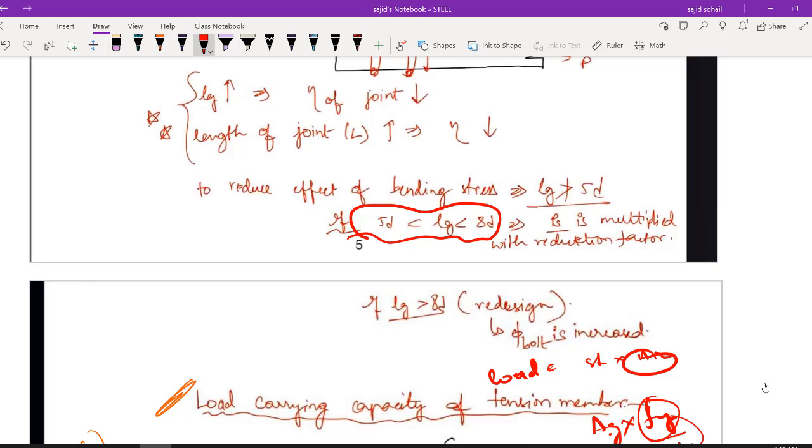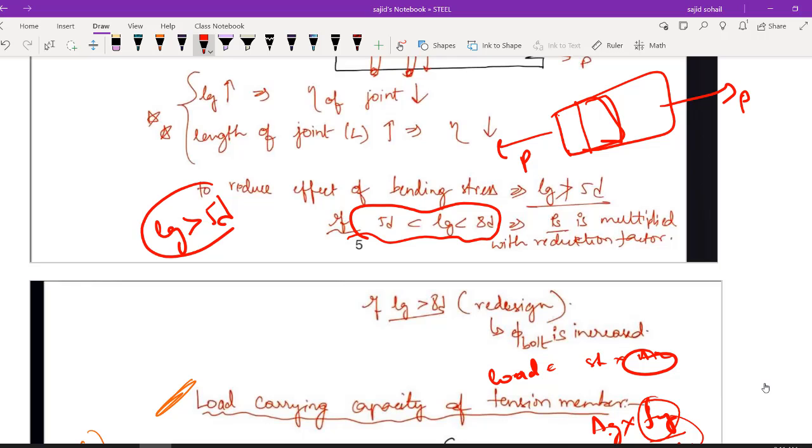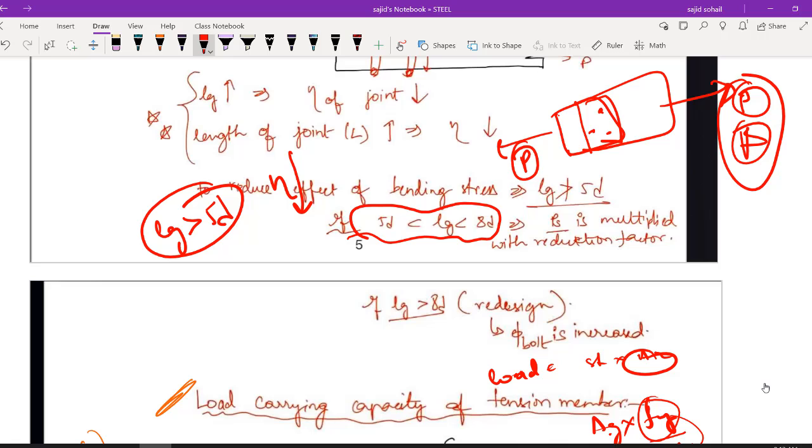Then your strength of member is reduced. If the load is more, obviously you know what is happening. As your LG is greater than 5D, your efficiency of joint is decreasing because additional stresses are increasing. As the efficiency of joint is decreasing, it can easily break. That's why I am multiplying the force which can be taken by this tension member by a reduction factor, so that it will be safe. So my load carrying capacity will not be P anymore, it will be P into a certain reduction factor, and we need not go into that.